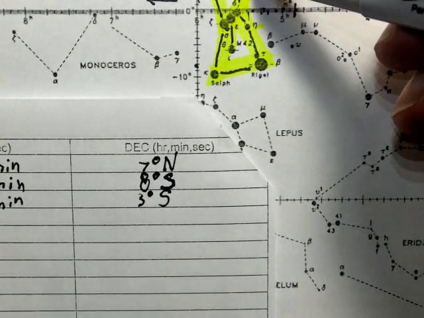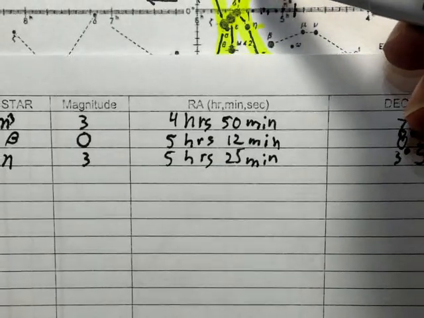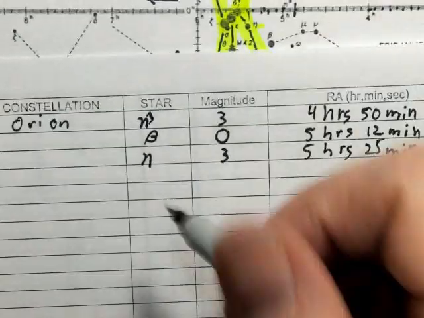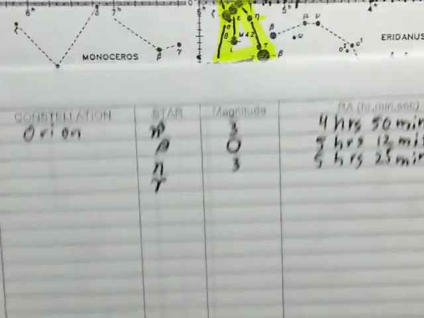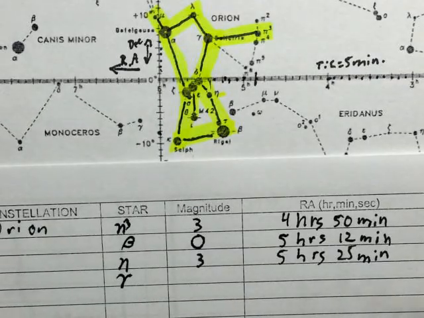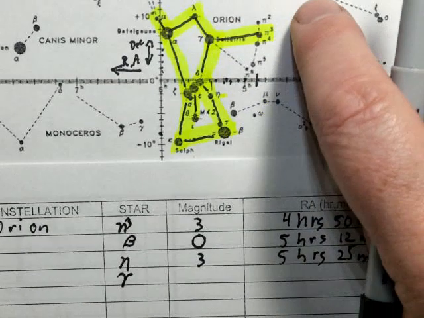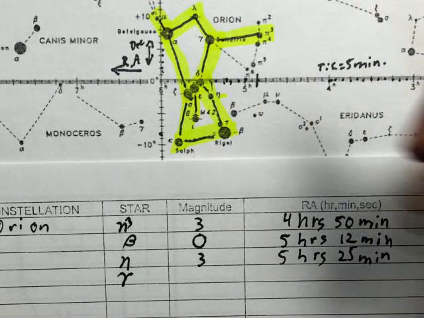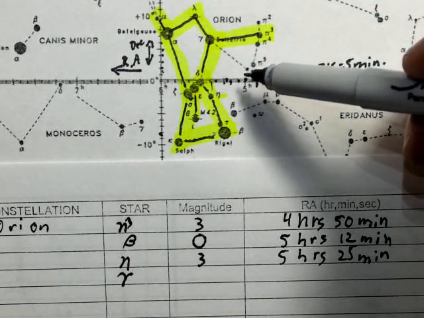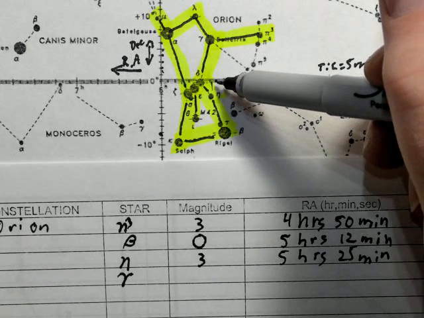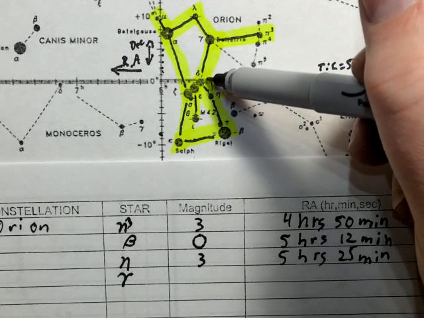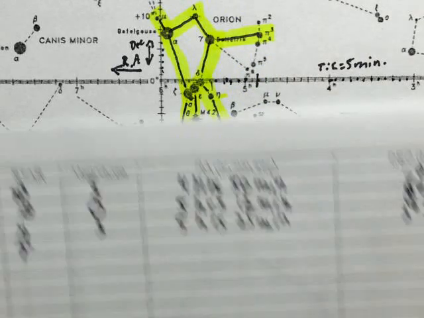Then it's kind of a tie here. I'm going to go with the arm. That is gamma. Up here in the arm, this gets kind of crowded here. 5 hours, 5, 10, 15, 20, 25. Looks like about 30 minutes.